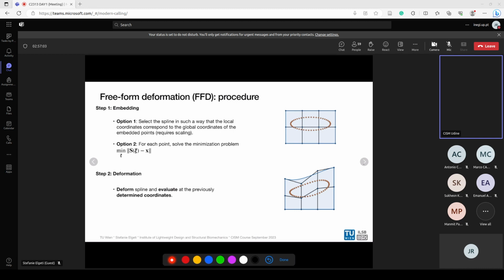This makes the deformation step very easy, because then I just evaluate the spline at all of those local coordinates, and I get the new positions of my points. So this is what is called freeform deformation.